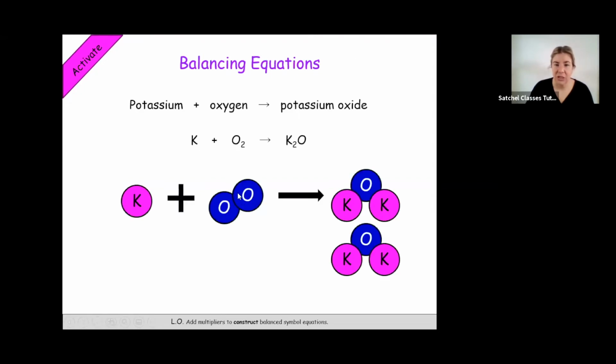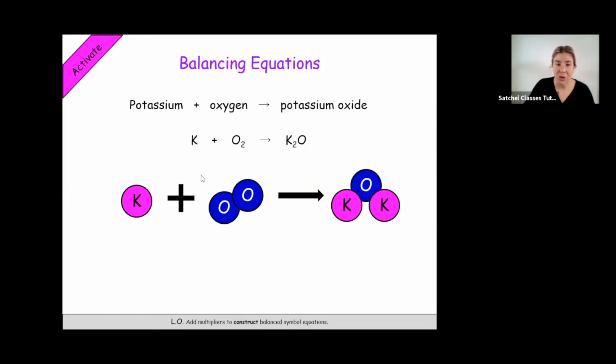Let's get my visual up. Okay, so I have 1 potassium atom here. I have 2 atoms of oxygen, which are here, and it's giving me potassium oxide, which is K2O. I cannot change the small numbers because that changes what it is. And we have been told that we have a reaction of potassium with oxygen and it makes potassium oxide. So I cannot change the subscript numbers.